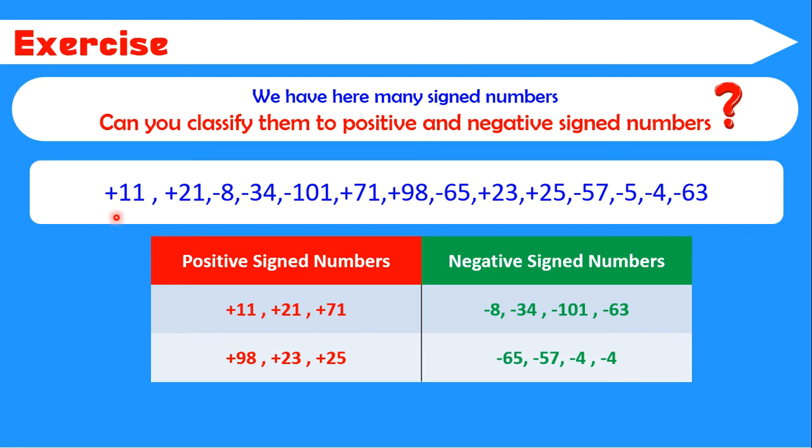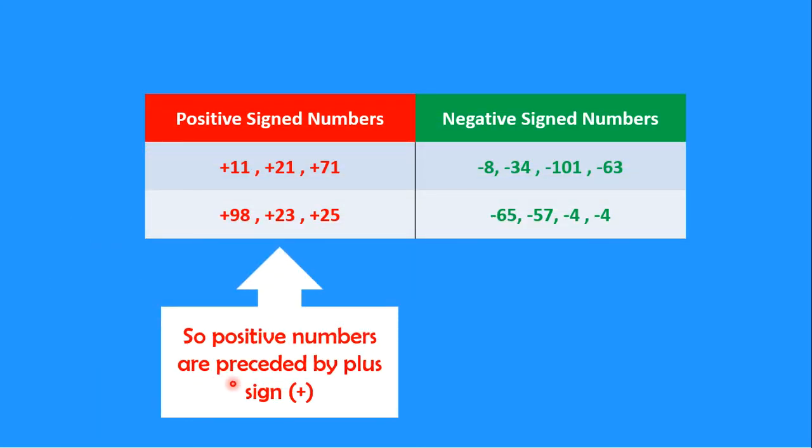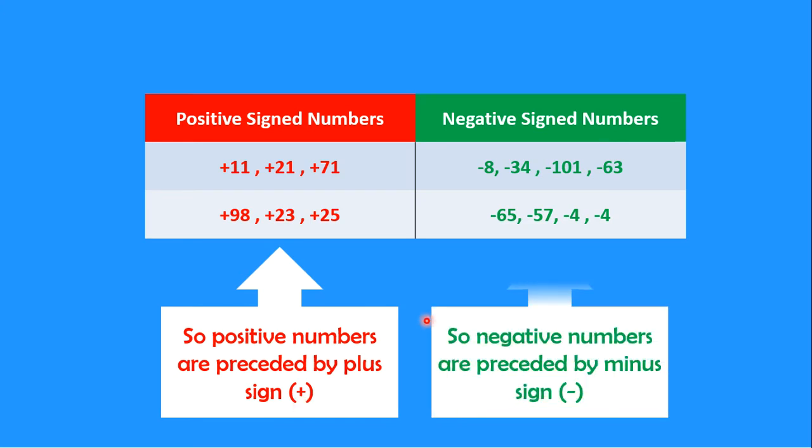Plus 11 is a positive signed number because it has a plus sign before it. Plus 21 is a positive signed number because it is preceded by plus. Minus 8 is negative because it is preceded by a minus sign. Minus 34 is negative because it is preceded by a minus sign. That's why these numbers are negative signed numbers and these numbers are positive signed numbers. So we can say positive numbers are preceded by a plus sign and negative signed numbers are preceded by a minus sign.